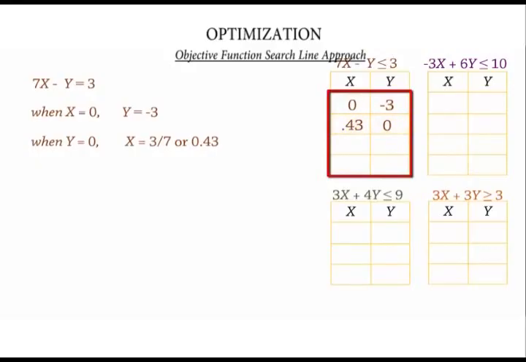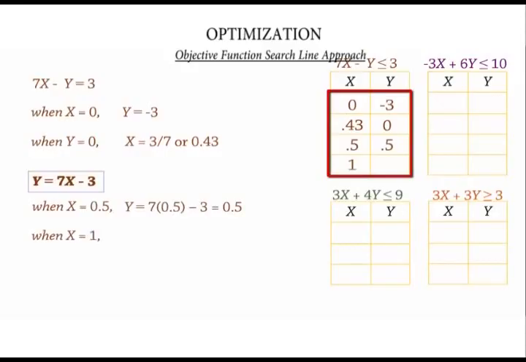To make it easier to find useful points, let's rewrite the equation in terms of y. y is equal to 7x minus 3. We can use trial and error to find better points. When x is 0.5, y will be 0.5. And when x is 1, y will be 4.